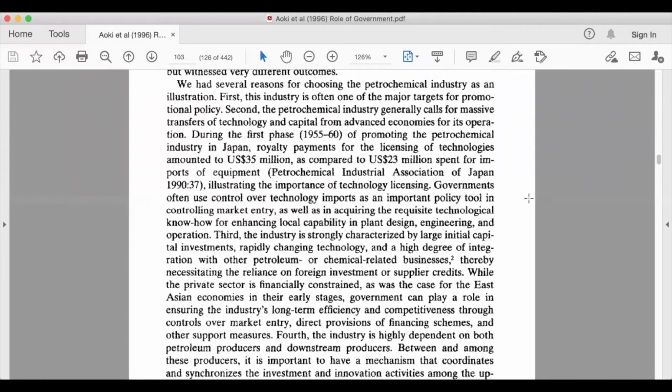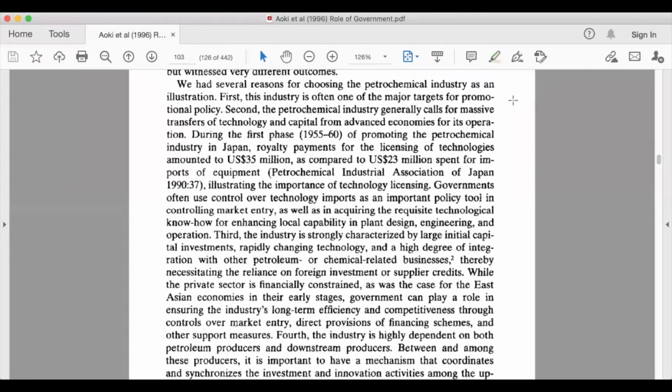Second, petrochemical industry generally calls for massive transfers of technology and capital from advanced economies for its operation. During the first phase, 1955 to 60, of promoting the petrochemical industry in Japan, royalty payments for the licensing of technologies amounted to $35 million as compared to $23 million spent for imports of equipment, illustrating the importance of technology licensing. Governments often use control over technology imports as an important policy tool in controlling market entry, as well as in acquiring the requisite technological know-how for enhancing local capability, plant design, engineering, and operation.